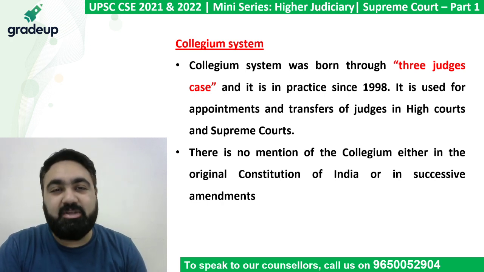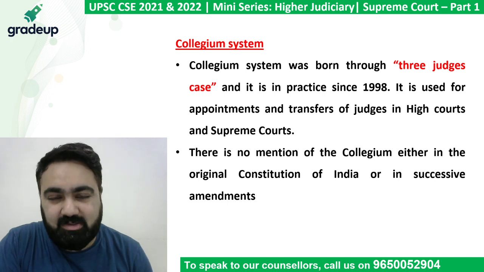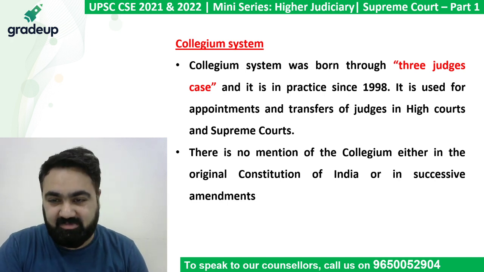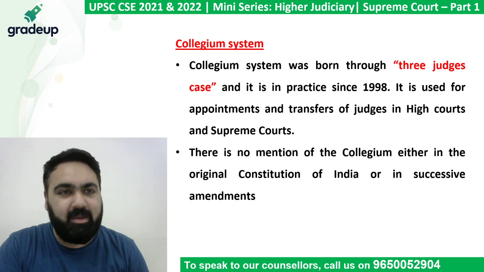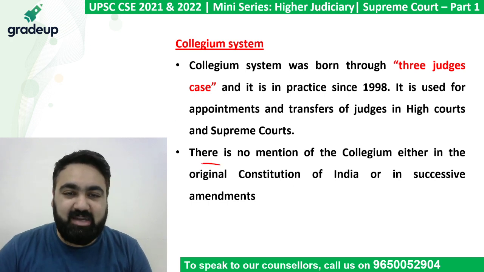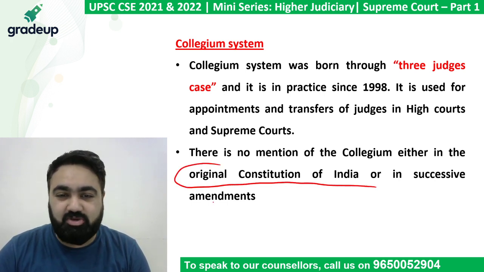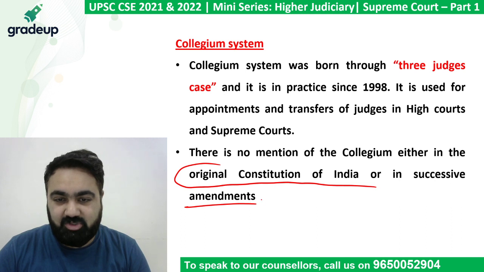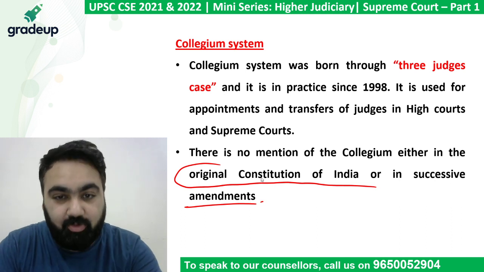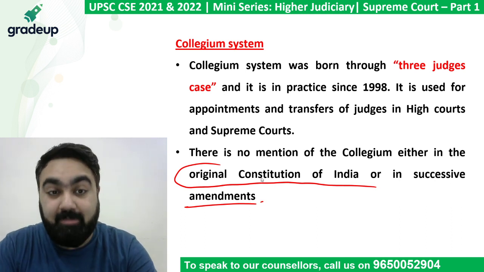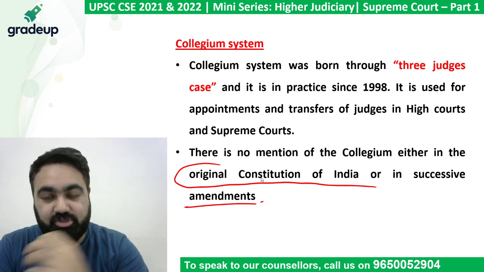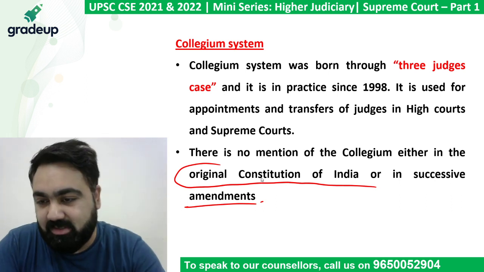There have been many commissions and committees in the past that have spoken against the collegium system. And there are many reasons for it. As I said, it is not mentioned in the original constitution or in any of the amendments. So it has no basis to be started to begin with. It is one of the prime examples of judicial activism where judiciary has itself taken up the powers.